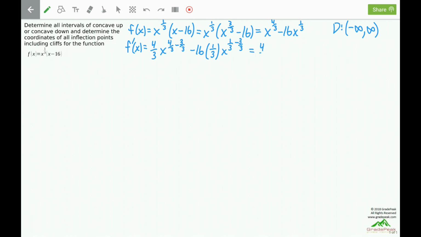The first term is 4/3, x to the 4 minus 3, 1/3 power. The second term we have a minus 16 times a 1/3. We will multiply the numerators. Minus 16 times 1 is minus 16 over the 3. And x to the 1 minus 3, negative 2/3 power. We can take the second derivative directly from here.